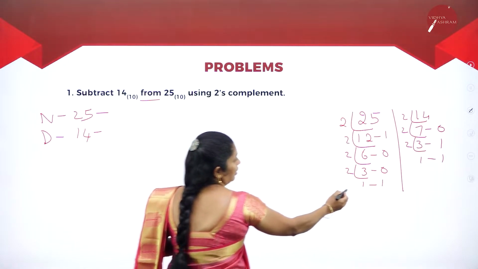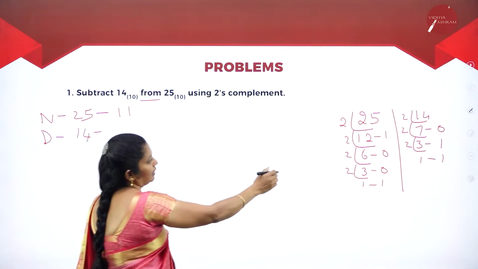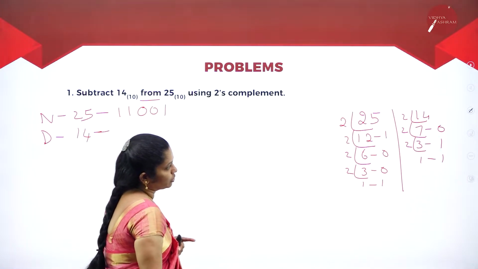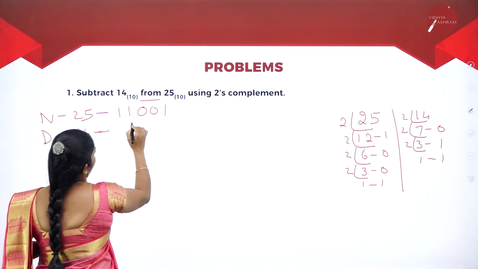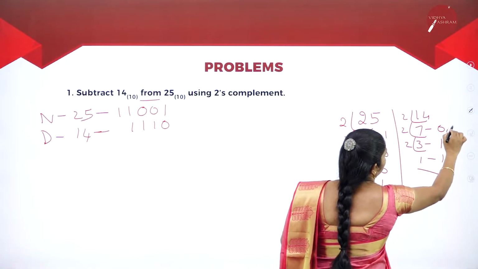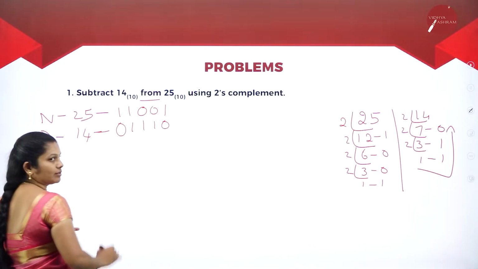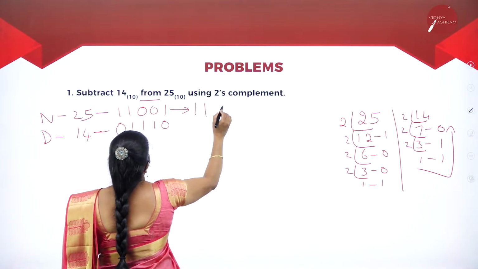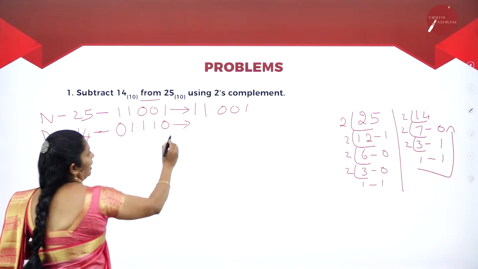Then write the equivalent binary number. First you write from bottom to upward direction. For 25 we get 11001. For 14 we have 111 and then 0, but here we have 5 bits, so to make it equivalent, write down 0 in front: 01110. Keep the numerator as it is, don't make any change in the numerator value, but convert the denominator value to 2's complement.